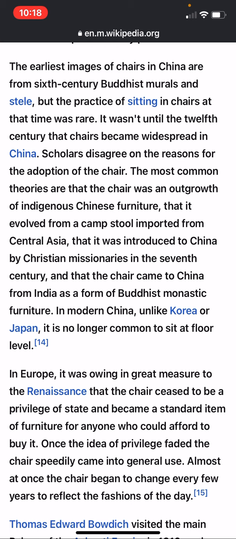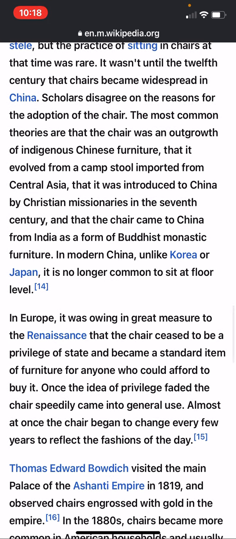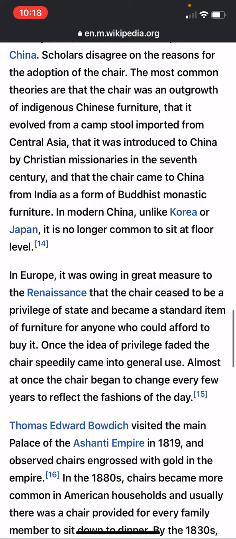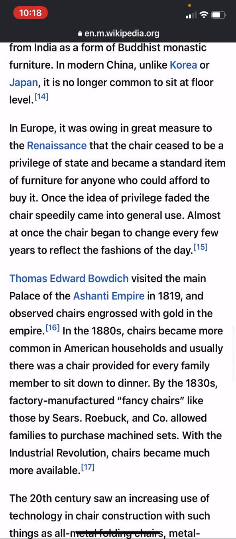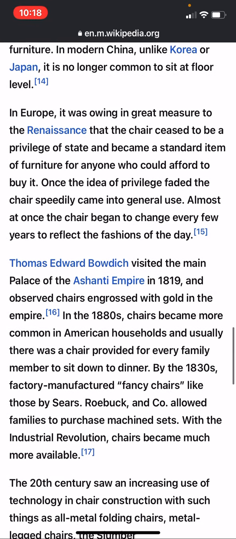The earliest images of chairs in China are from 6th century Buddhist murals and stelae, but the practice of sitting in chairs at the time was rare. It wasn't until the 12th century that chairs became widespread in China. Scholars disagree on the reasons for the adoption of the chair. The most common theory is that the chair was an outgrowth of indigenous Chinese cult furniture that evolved from a camp stool imported from Central Asia, and it was introduced to China by Christian missionaries in the 7th century. Another theory is that the chair came to China from India as a form of Buddhist monastic furniture. In modern China, unlike Korea or Japan, it is no longer common to sit at floor level.